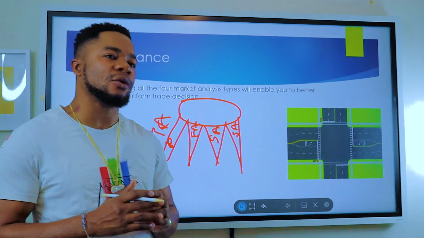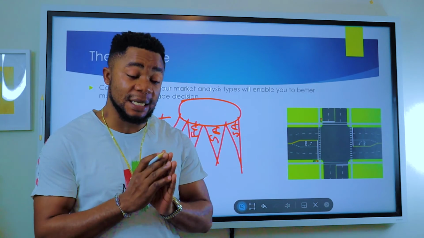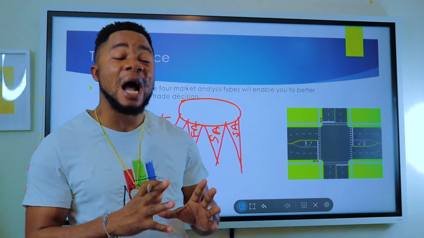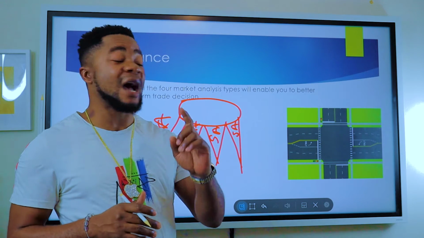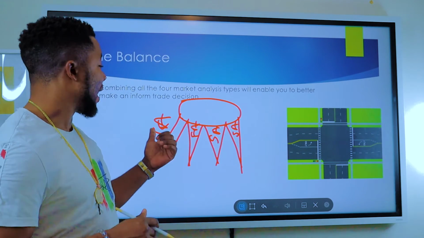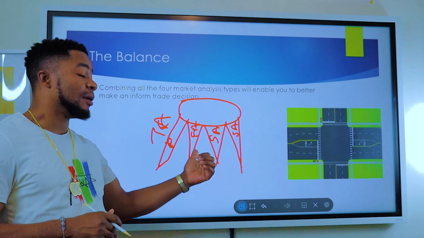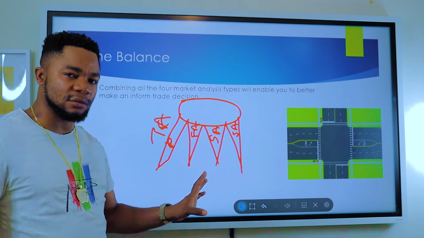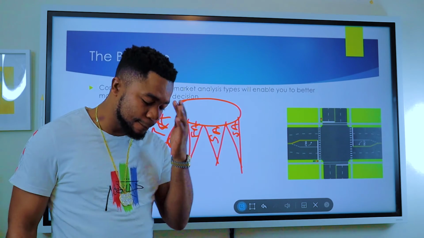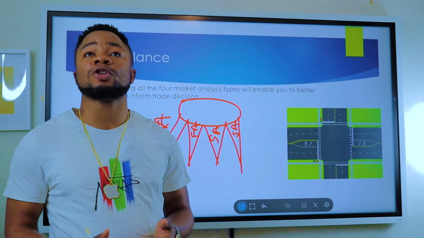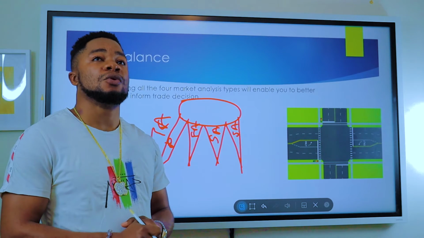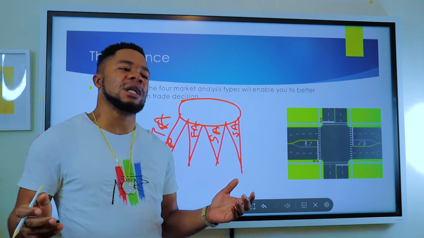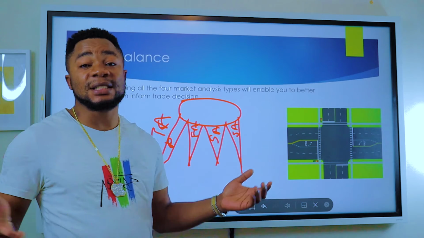Let me give you this scenario. Let me tell you how dangerous it is if you only have an idea of one. Let's just say you have an idea of technical analysis, but you don't have an idea of fundamental analysis. Let's just use that as an example. Let's say you woke up one day and you open your chart, and you are trading USD Japanese yen.